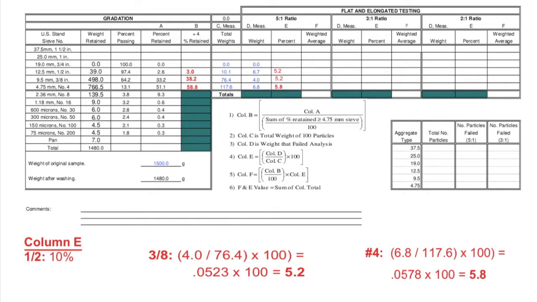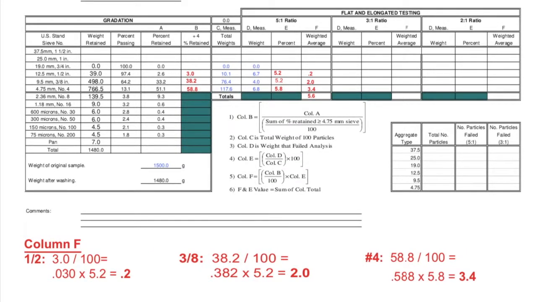So let's go ahead and look at the 3/8 sieve on column E, which is 4.0, which is the weight of the aggregate that failed. Divide that by 76.4, which is the total aggregate weight, times 100 yields us a 5.2. Again, we will simply move that 5.2 up to the 1/2 inch. So we'll look at our number 4, 6.8 grams that failed, divided by our total weight of 117.6 times 100 yields you a 5.8.